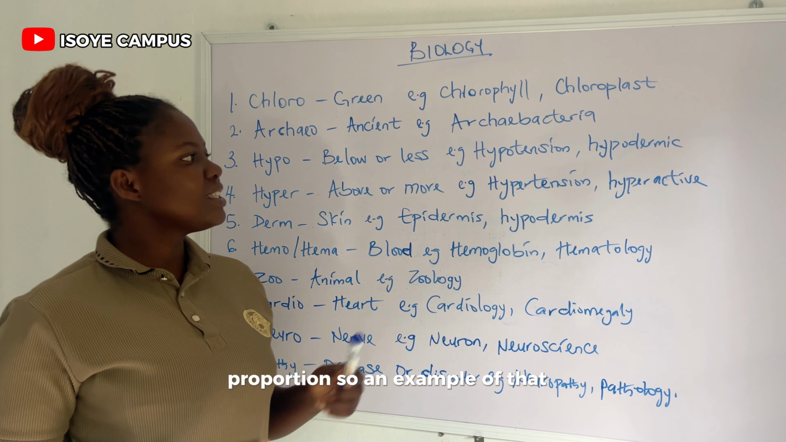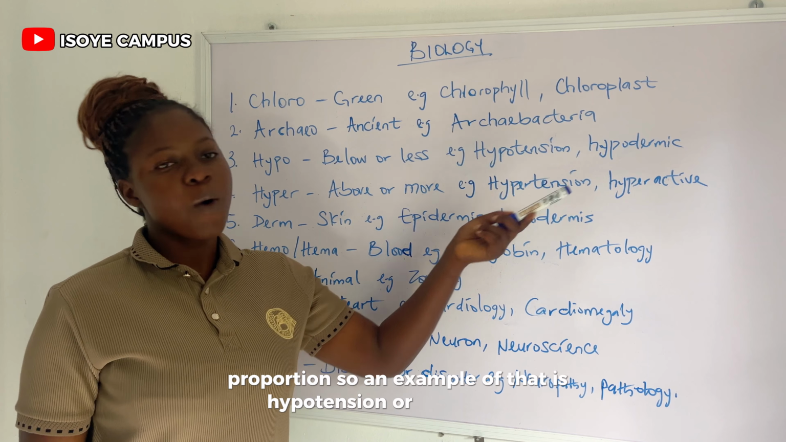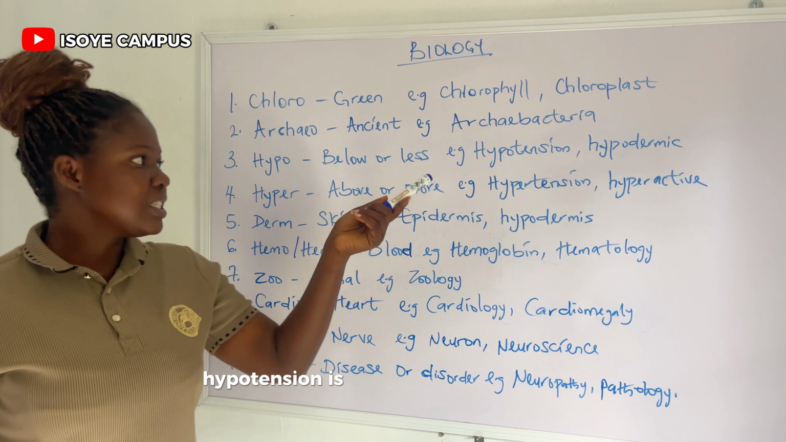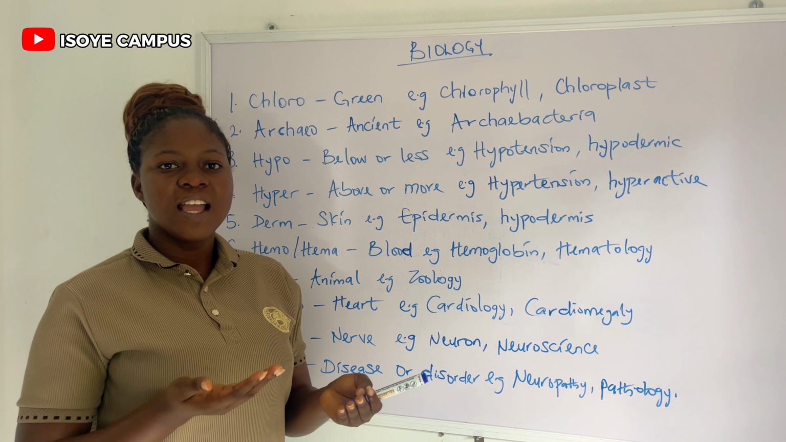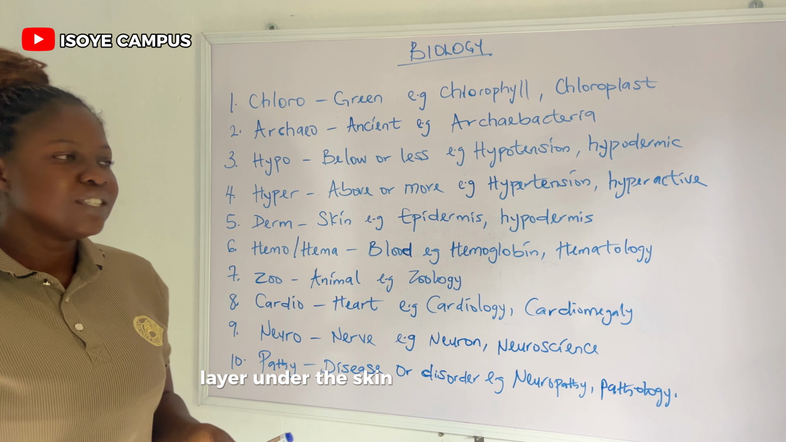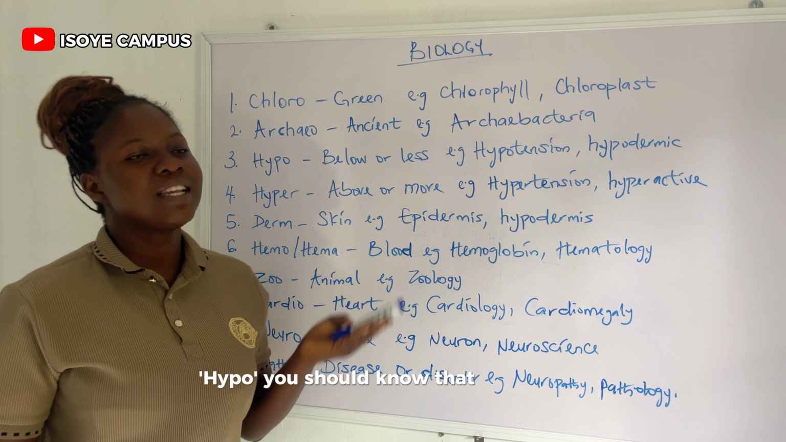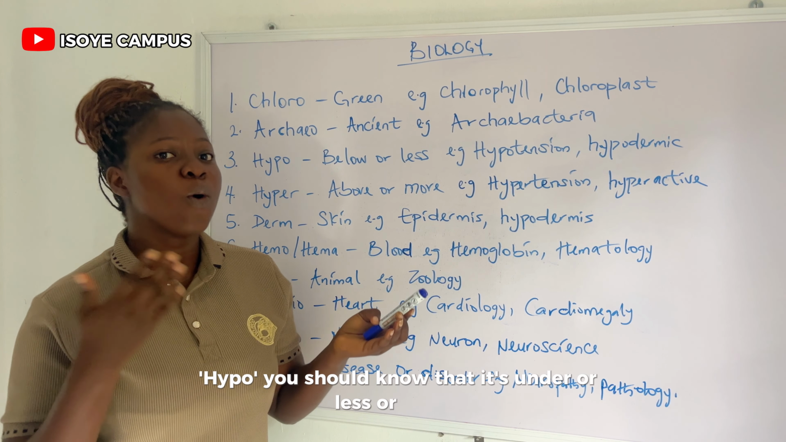So an example of that is hypotension or hypodermic. Hypotension is low blood pressure, while hypodermic is the layer under the skin. So when you see the word hypo, you should know that it's under or less or below.